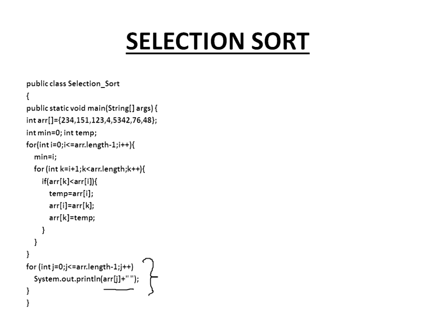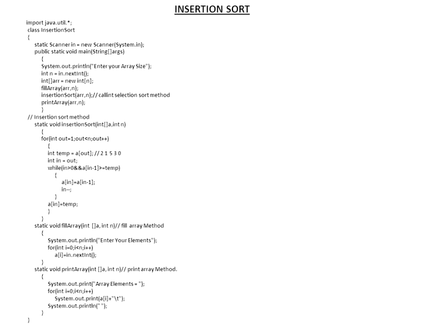Now let's see. Yes. So the output will be in ascending order, from the smallest number to the greatest number, and each number will be in a new line. So I think this program is clear to all of you. Why? Because here we have System.out.println. Okay? So each number will be in a new line.